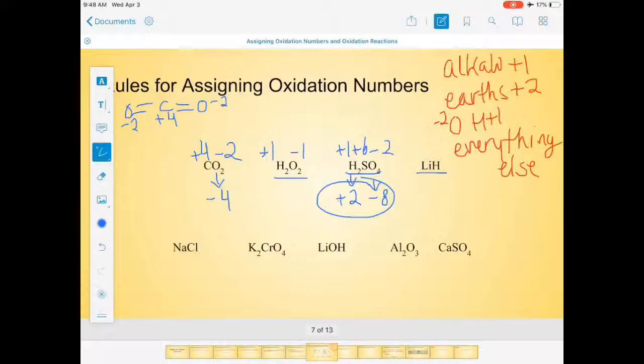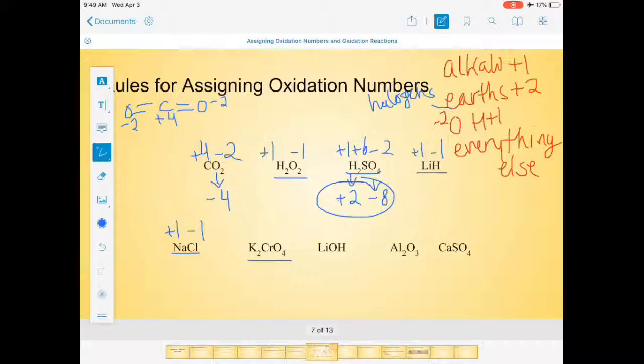On lithium hydride, lithium is an alkali metal, so it gets assigned a +1 first, and hydrogen has to be flexible here and take a -1 so that it will add up to 0. On sodium chloride, NaCl, sodium is an alkali metal, +1. Chlorine is a halogen, so it's a -1. Halogens are -1 almost all the time. And that's going to equal 0, no problem.